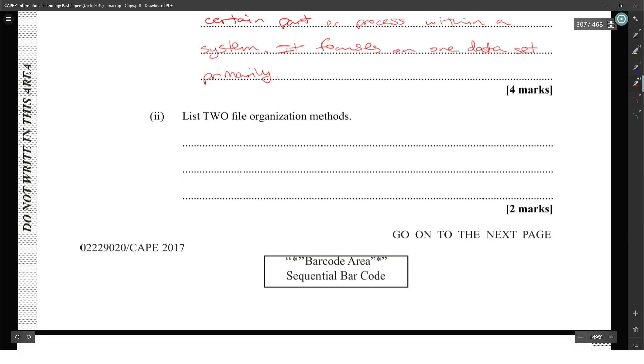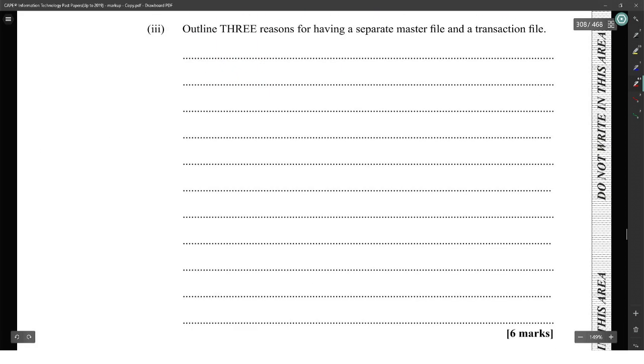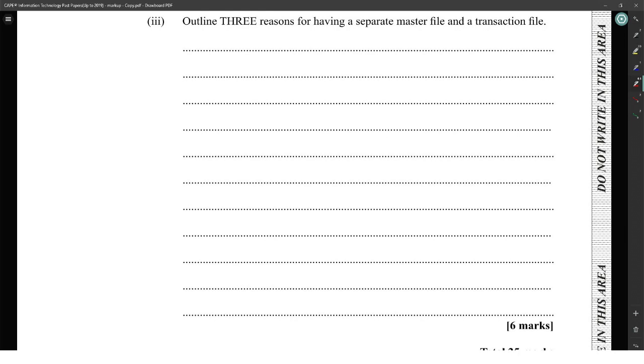Two file organization methods: serial, sequential, and then you could go index sequential. Yep, that should be good there. Serial, sequential, index sequential. Outline three reasons for having a separate master file and a transaction file.